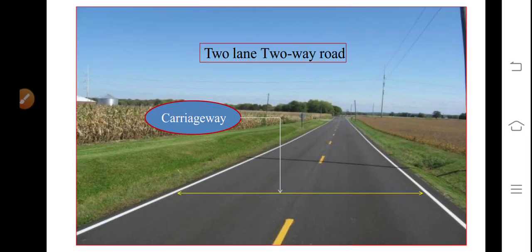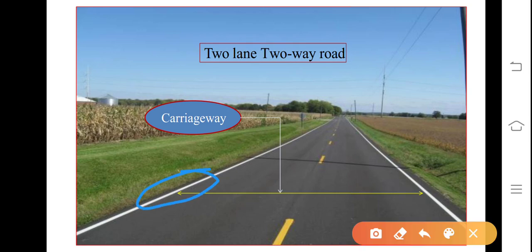You can see the 2-lane road here with good carriageway with the pavement marking. This is nothing but pavement marking with paint, oil paint.